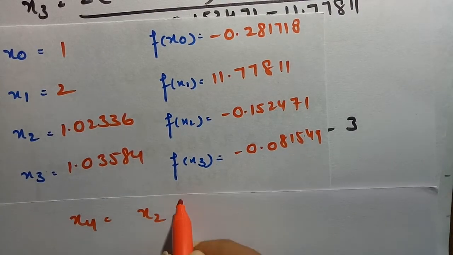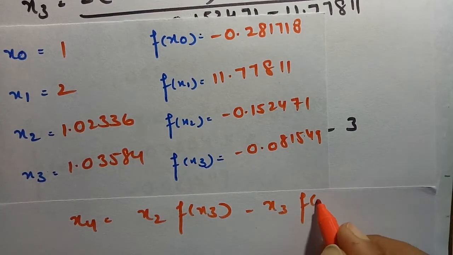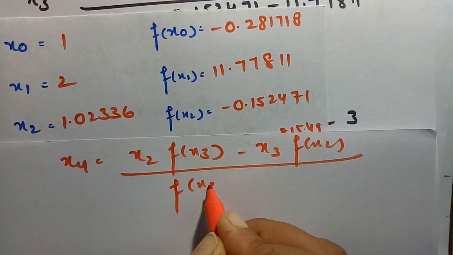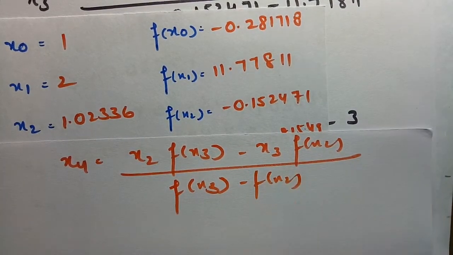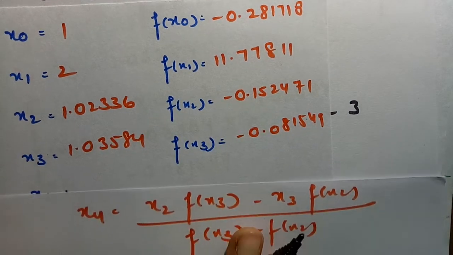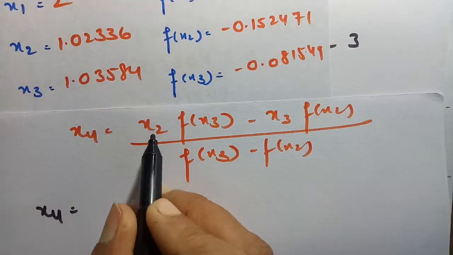So 4 minus 2 is 2, and after 2 this is 3. So interchange these through, that is x3 x2 by, this is f of x3 minus f of x2. In this, if I keep all the values, so we have every value here ready. So if I substitute all the values here, then x4 value, what is x2?